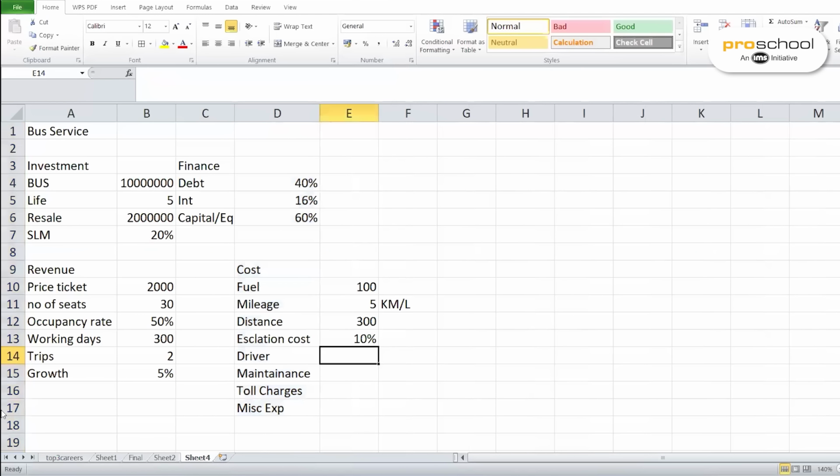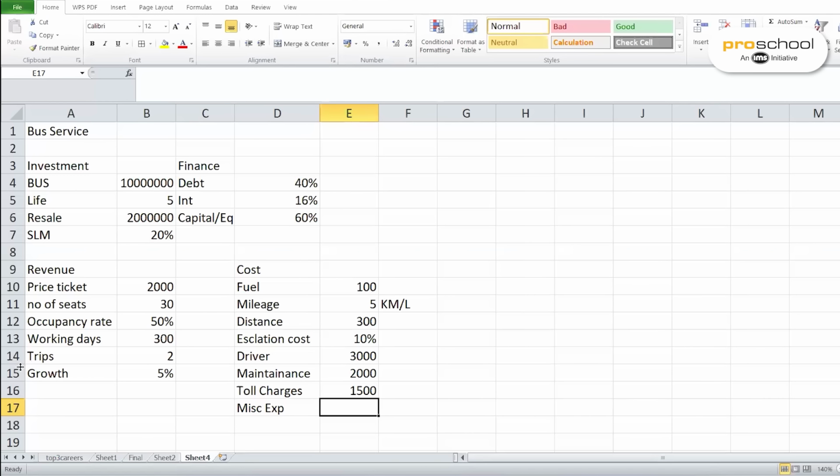So driver cost, say, let us take how much? Let us take 3,000, right? Maintenance cost, let us take say 2,000. Toll charges, let us say take 1,500. Then miscellaneous. Now miscellaneous expense I cannot predict right now, but how business model work.